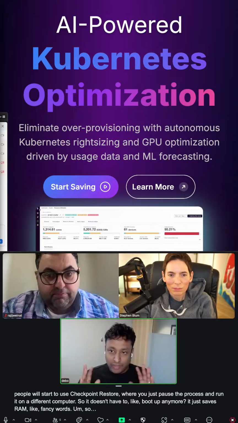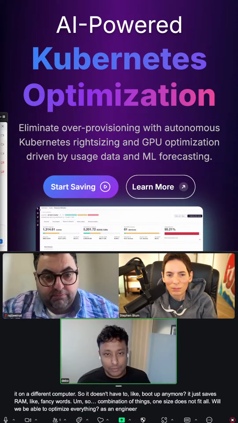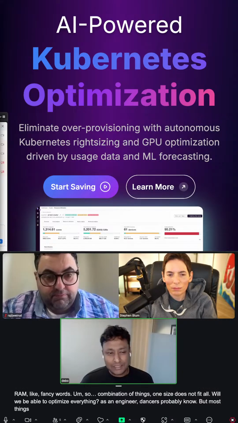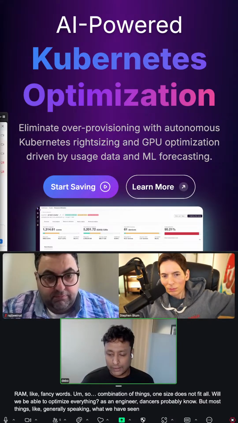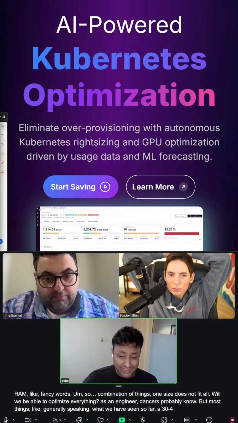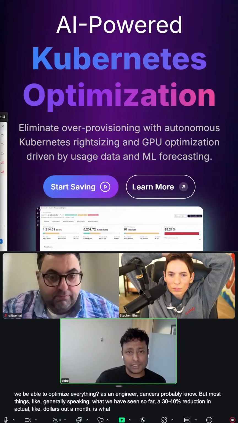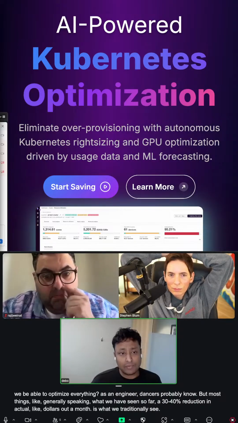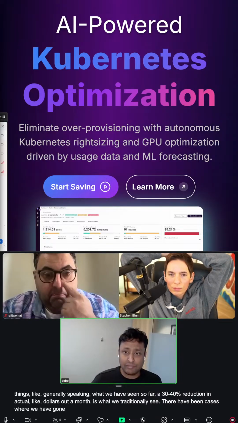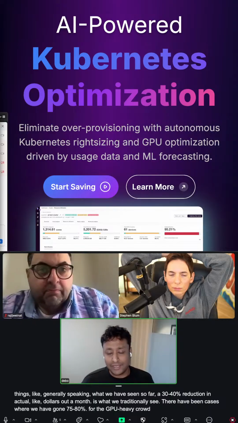A combination of things, one size does not fit all. Will we be able to optimize everything? As an engineer, the answer is probably no. But generally speaking, what we have seen so far is a 30 to 40% reduction in actual dollars out a month is what we traditionally see. There have been cases where we have gone 75, 80%. For the GPU heavy crowd, we have also seen 87%.